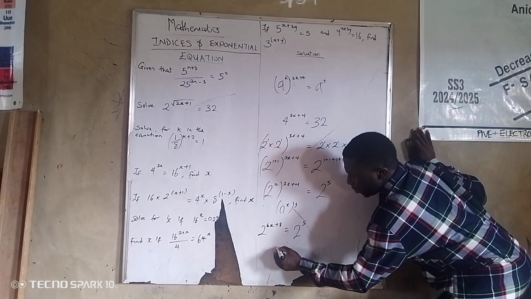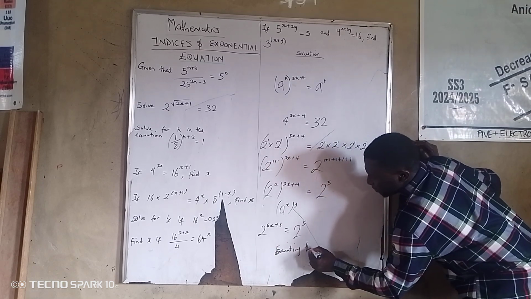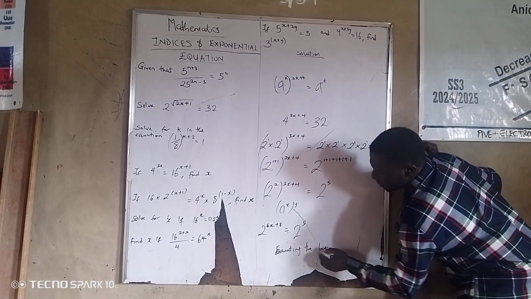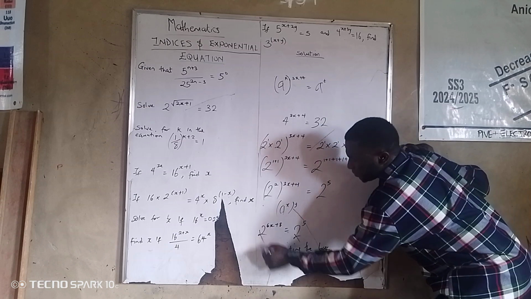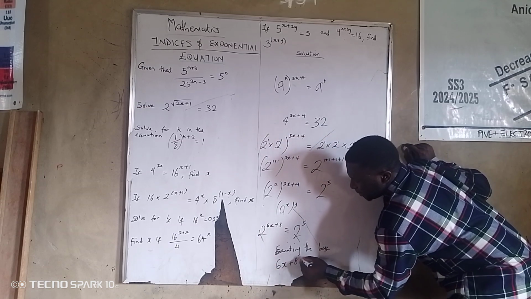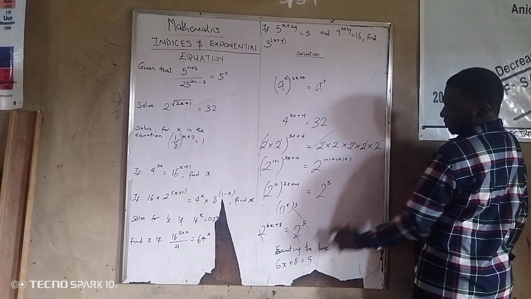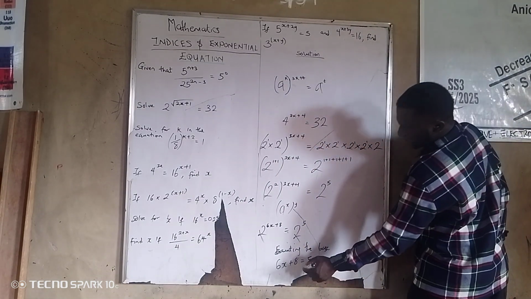Now the bases are equal. So we equate the bases. Equating the bases means these 2's are cancelling out, so that you have just the powers left. 6x plus 8 equals 5. And so because of that, you have to collect like terms.